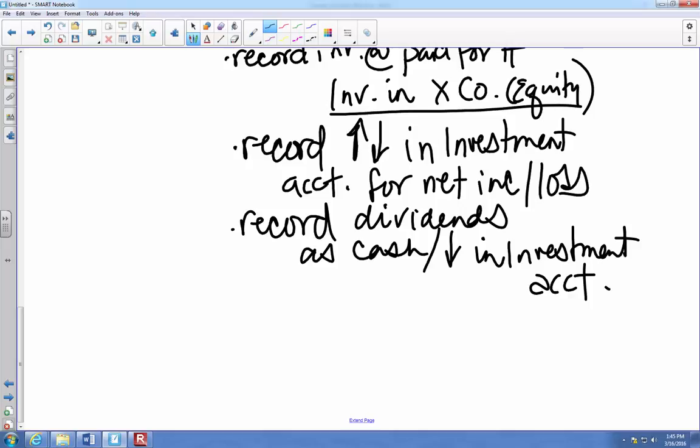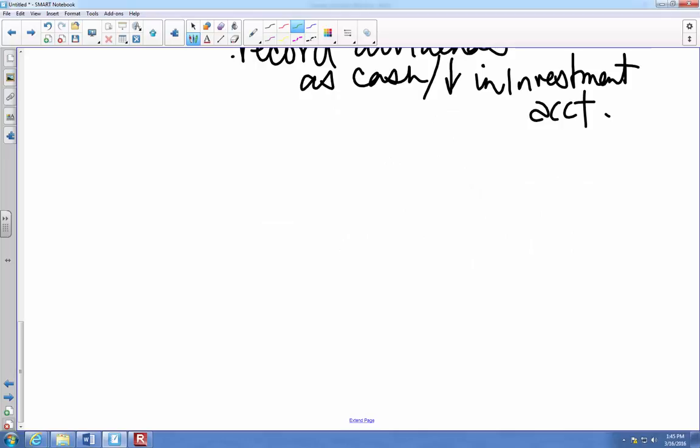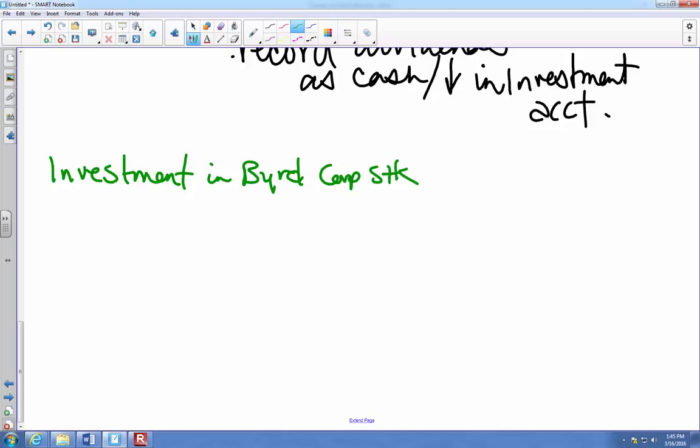Okay, so that's pretty straightforward. Debit, investment in Bird Corp stock. What kind of account is investment in Bird stock? It's an asset, right? And I pay cash for it. Okay, then the next thing says they declared their net income for the year. What do I do? Am I using cost or equity method? Cost. So do I need to record anything for the net income? No.